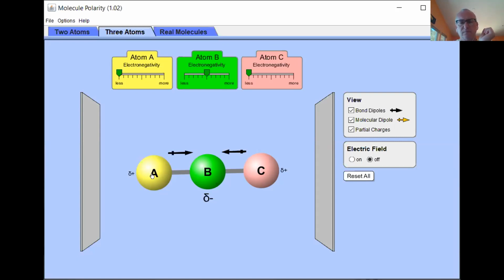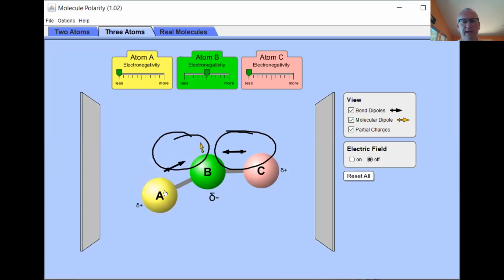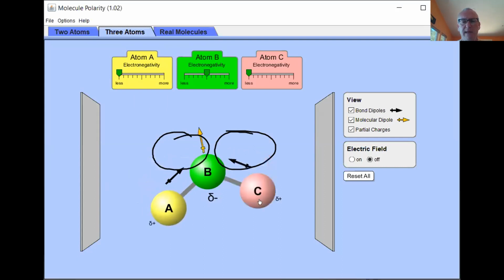Would it be the angle of the structure? The angle is very important. You notice that when it was bent, it had a molecular dipole, and now that it's linear, it doesn't. What happened to the bond dipoles? That's really what I'm getting at. What happened to the two bond dipoles when we go from it being linear to being bent? What happens to the two bond dipoles?